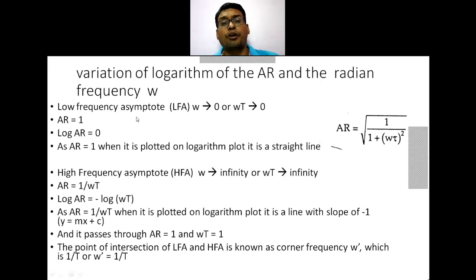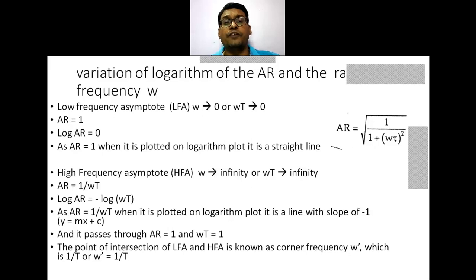Now, how do we plot the low frequency asymptote and the high frequency asymptote lines? Basically, what is needed is the equation of your amplitude ratio, which is nothing but the square root of 1 upon 1 plus (omega tau) squared.